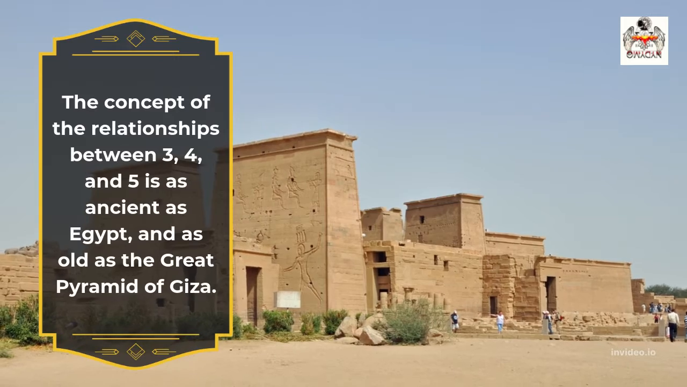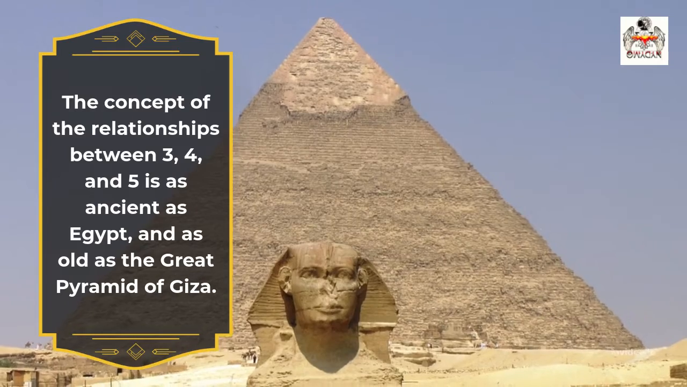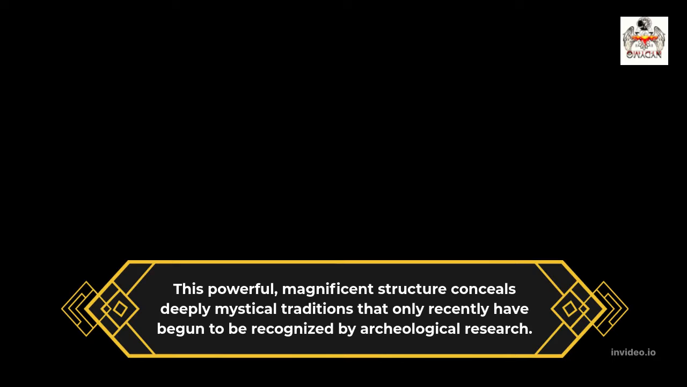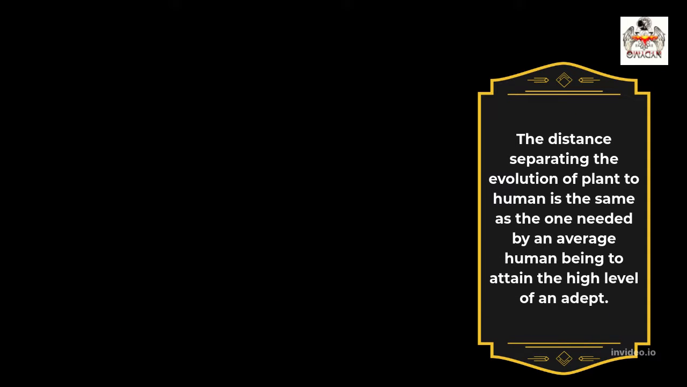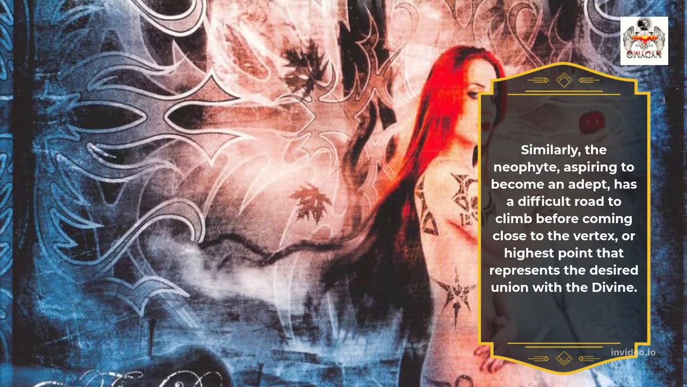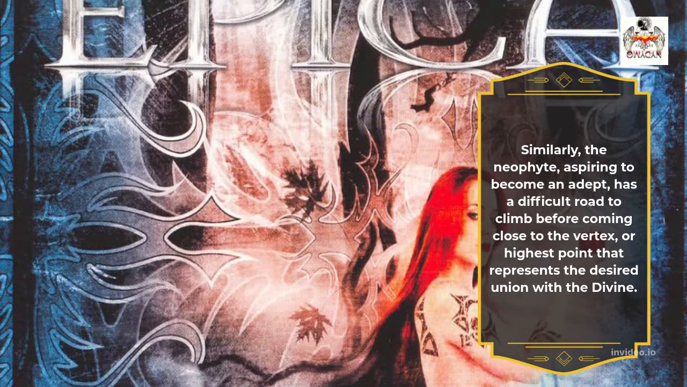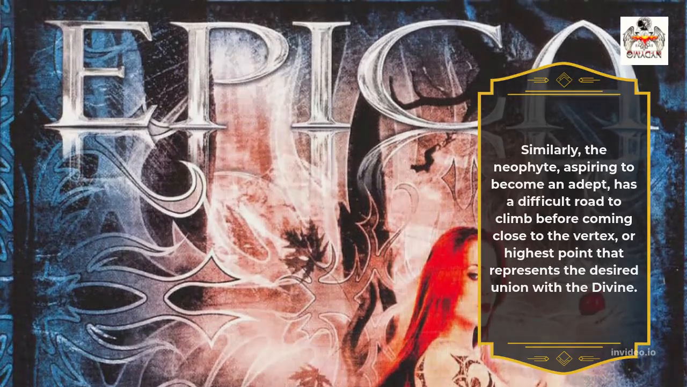The concept of the relationships between 3, 4, and 5 is as ancient as Egypt, and as old as the Great Pyramid of Giza. This powerful, magnificent structure conceals deeply mystical traditions that only recently have begun to be recognized by archaeological research. The distance separating the evolution of plant to human is the same as the one needed by an average human being to attain the high level of an adept. Similarly, the neophyte, aspiring to become an adept, has a difficult road to climb before coming close to the vertex, or highest point, that represents the desired union with the divine.